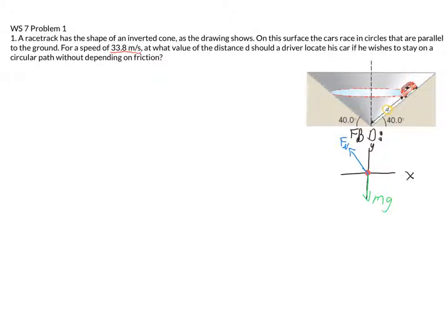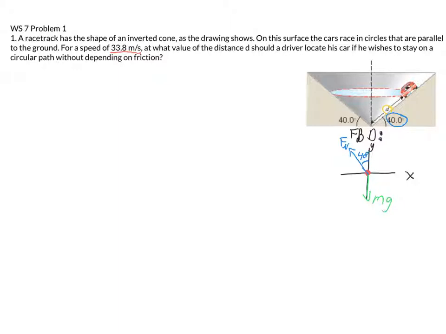Now, since our normal force is at an angle, we need to think about what angle that is. You could do some geometry to prove this, but since we know the slope is at an angle of 40 degrees, then this angle here is also going to be 40 degrees. All right, and you can prove that with geometry. If you need help with that, let me know.